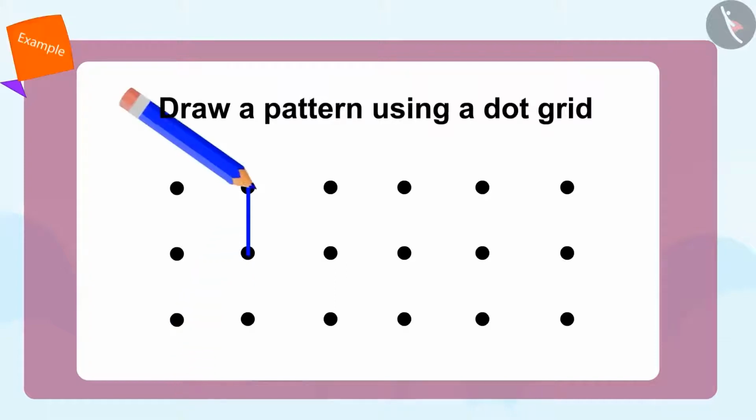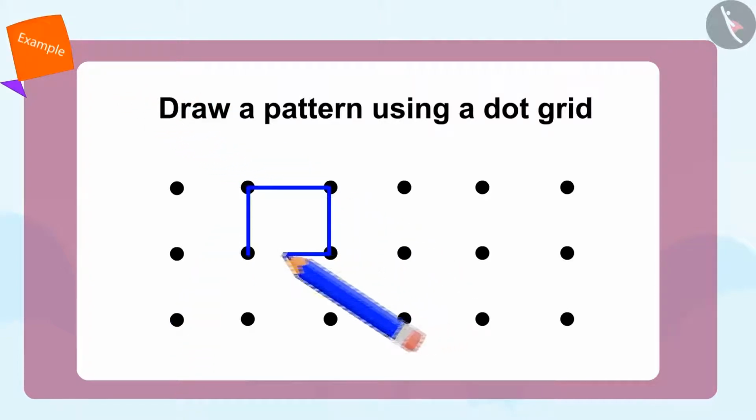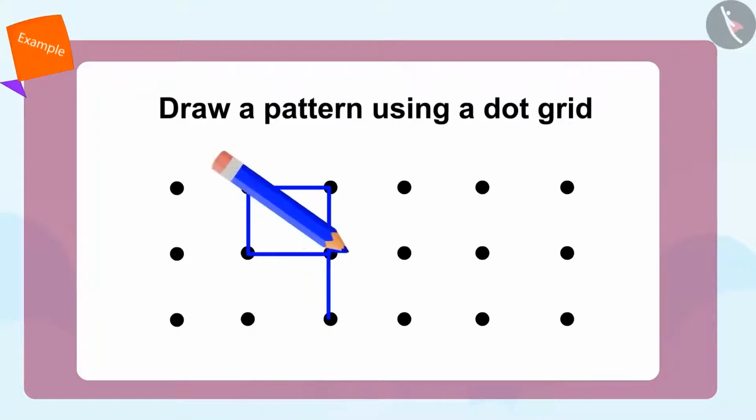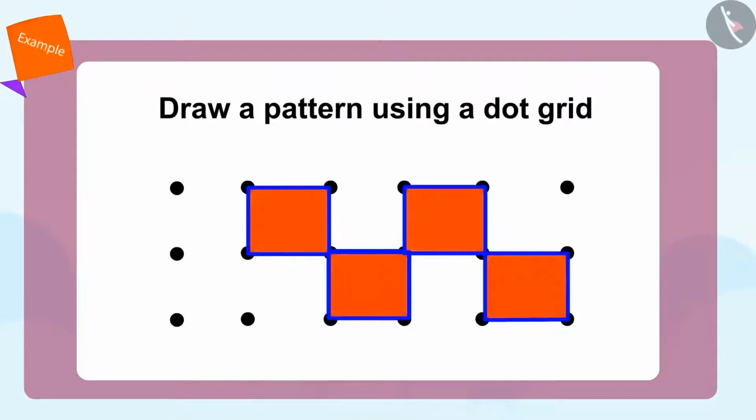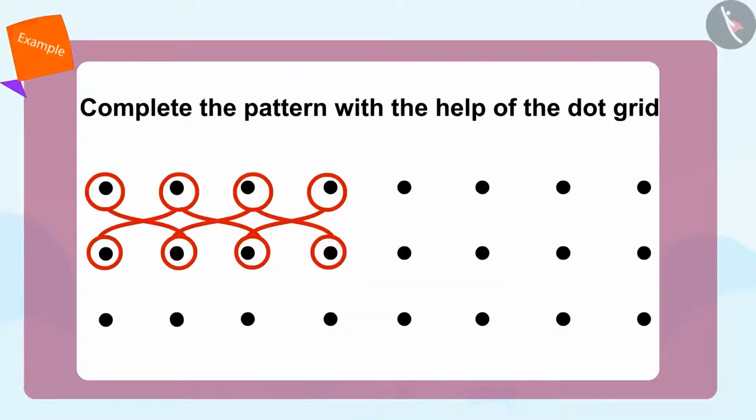First we will create a square like this. Now we will create another square below using this corner of the first square like this. Now we can complete this pattern like this. Isn't this fun? Can you complete this beautiful pattern with the help of a dot grid?